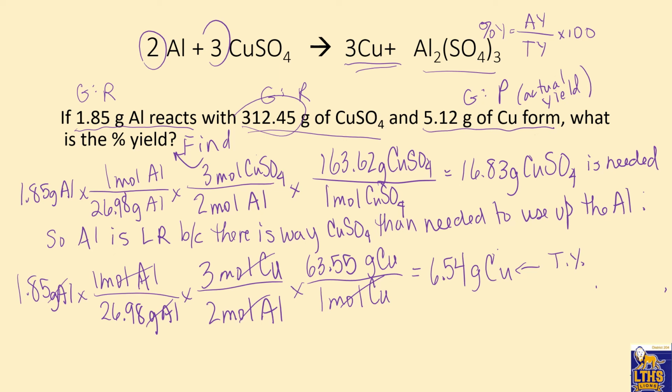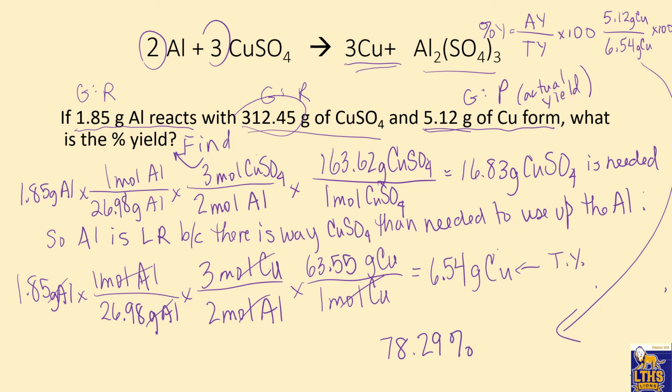So now I take my actual yield, 5.12 grams of copper given here, right? Divided by my theoretical yield, 6.54 grams of copper, times 100. What do I find out? And I'm going to write it down here. I know it's messy, but hey, you can see it, and I'm writing in purple, so you can't go wrong. I find out that 78.29 is my percent yield of copper in this reaction.